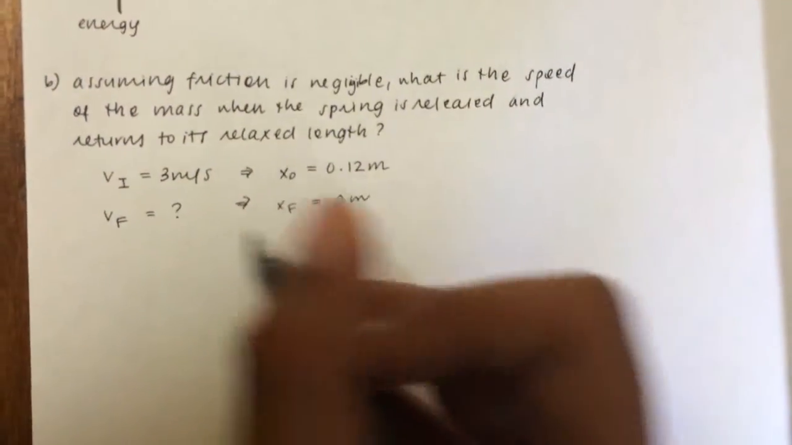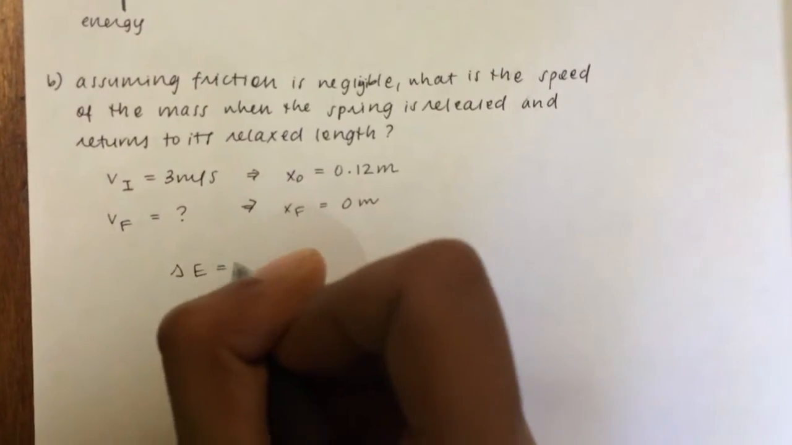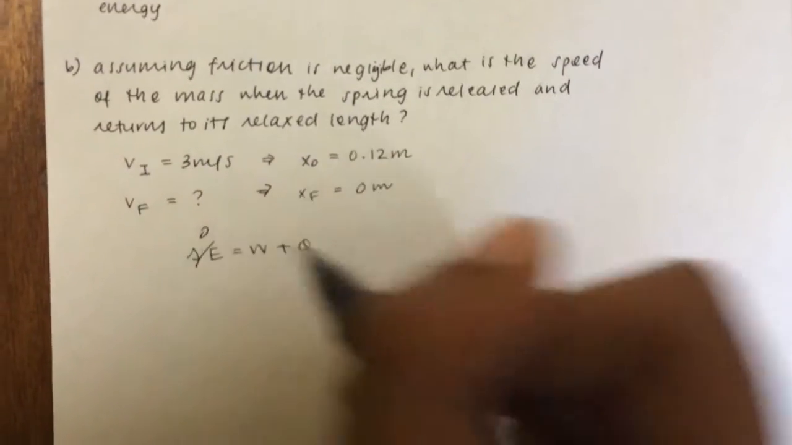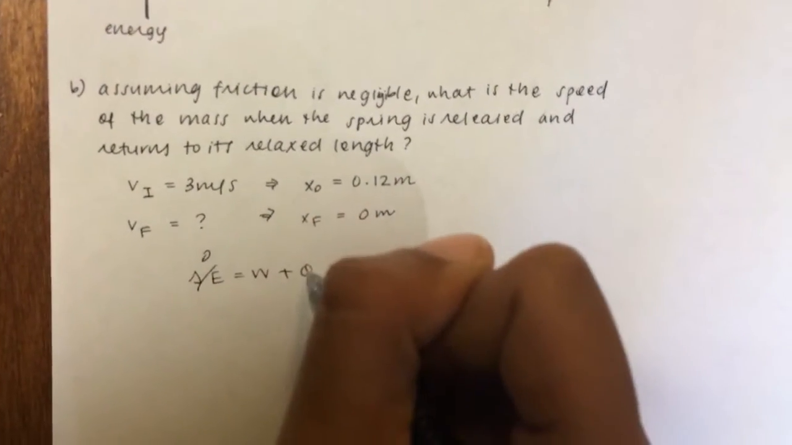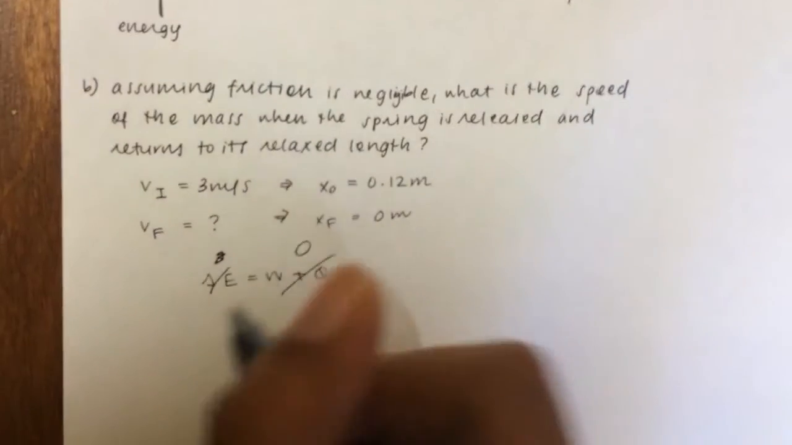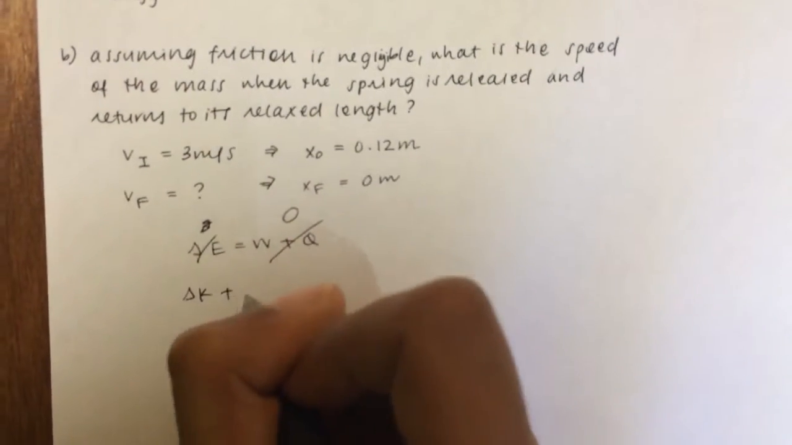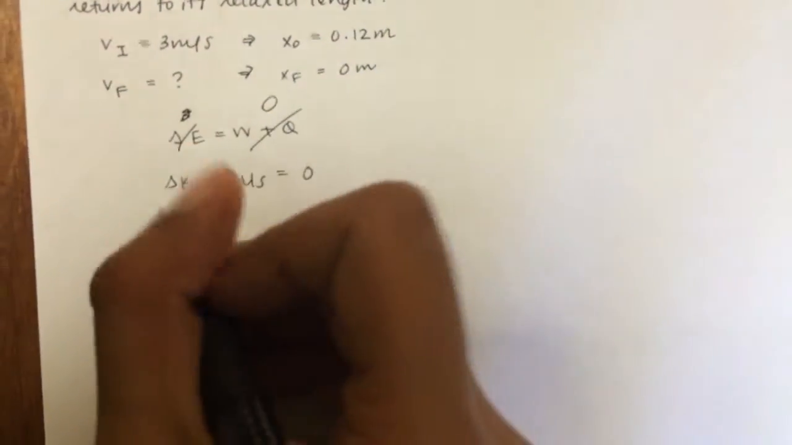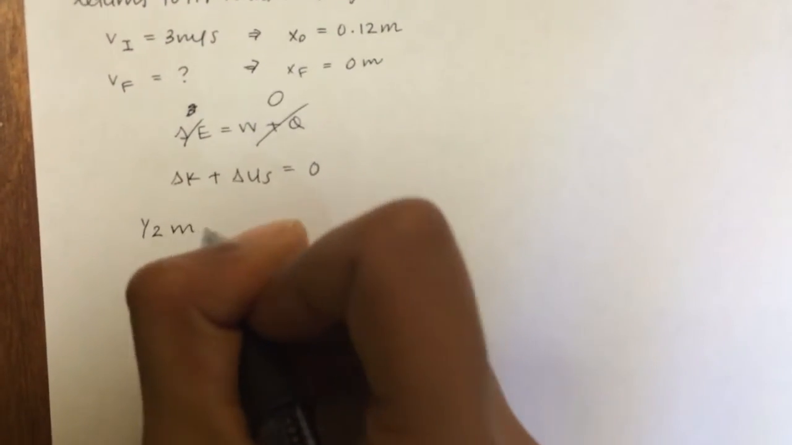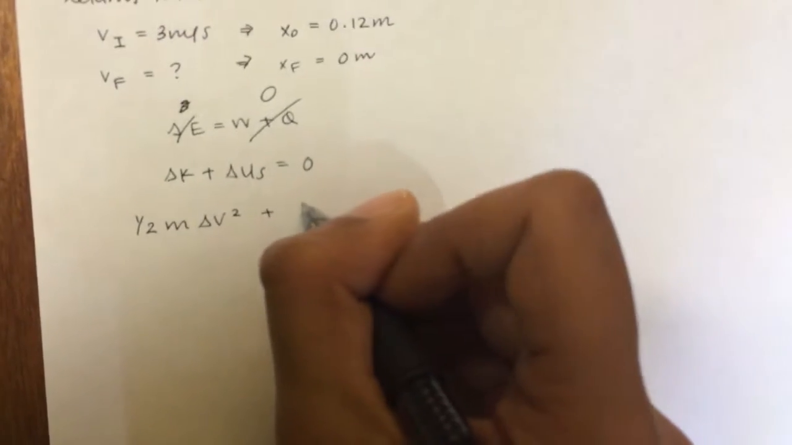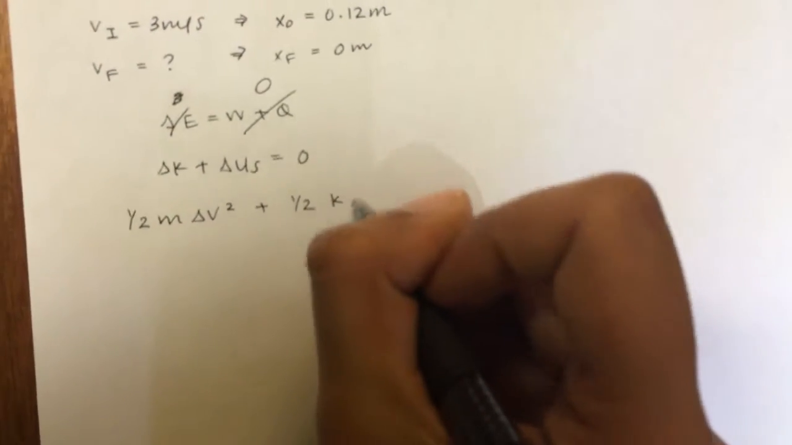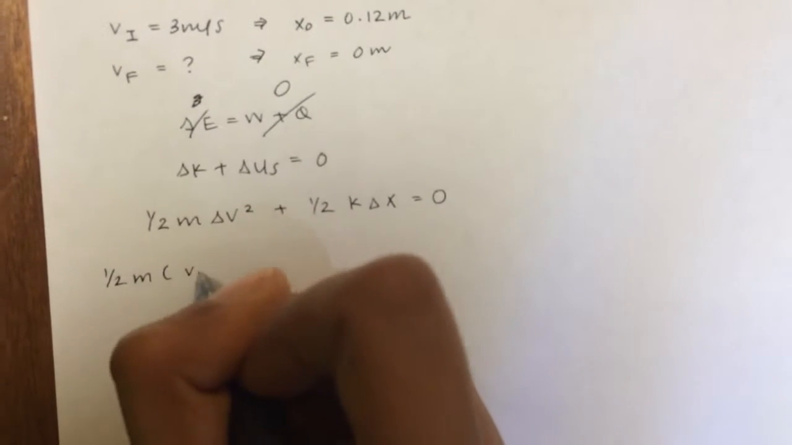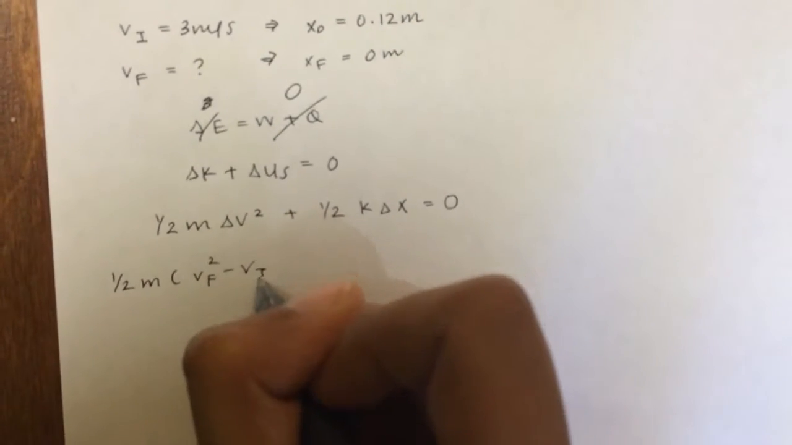So we can start off from a fundamental principle, delta E equals W plus Q, and we know that W and Q would both be 0, and delta E would be delta K plus delta U of the spring, which is equal to 0. Now we know that this is 1/2 m delta v squared plus 1/2 k delta x squared, which is equal to 0. Now when we expand these terms, we have this.